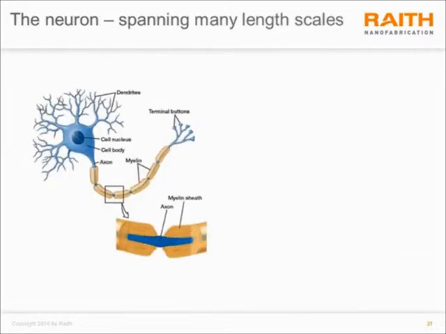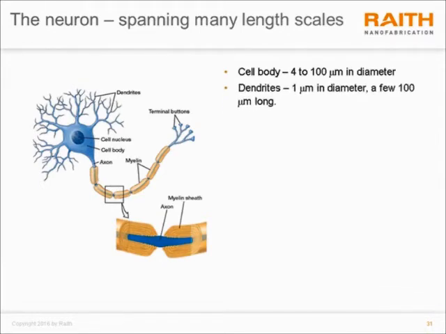So let's have a closer look at the neuron. And again, this is all background to explain why the chip scanner is going to be important for neuroscience and connectomics in particular. The neuron spans many length scales. Here we have the cell body. The cell body can be 100 microns in diameter. We also have the dendrites. They can be 1 micron in diameter but span a few hundred microns long.